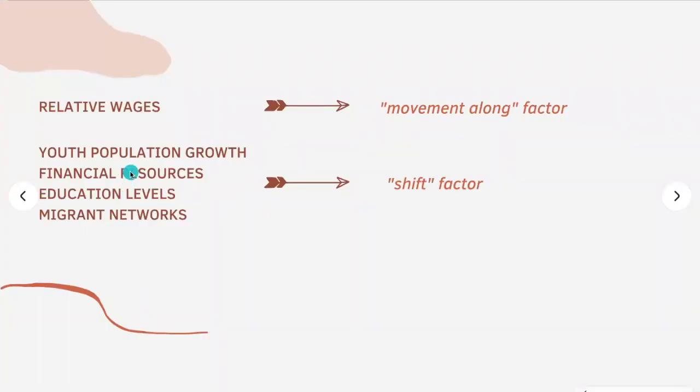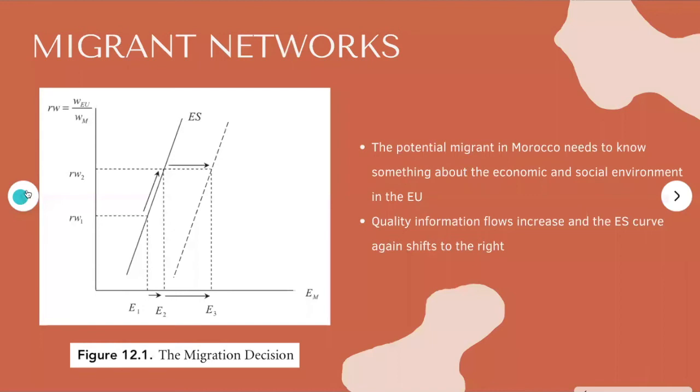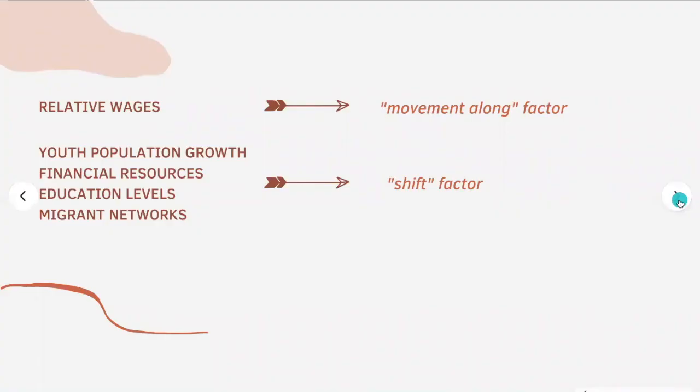So from all of these decisions, the relative wages is included as a movement along factor, and the rest of youth population growth, financial resources, educational levels and migrant networks are included as shift factors. Historical evidence suggests that the shift of the ES curve in this previous curve can be more significant than the movement along factor.